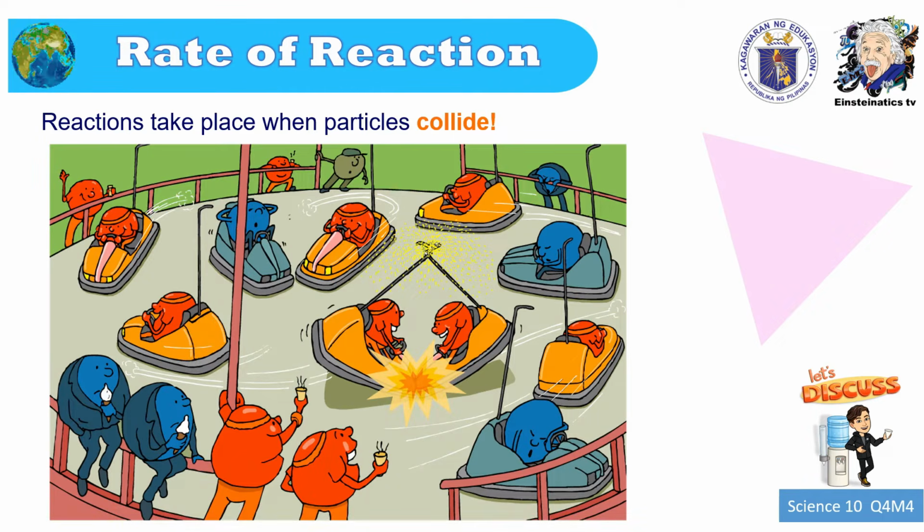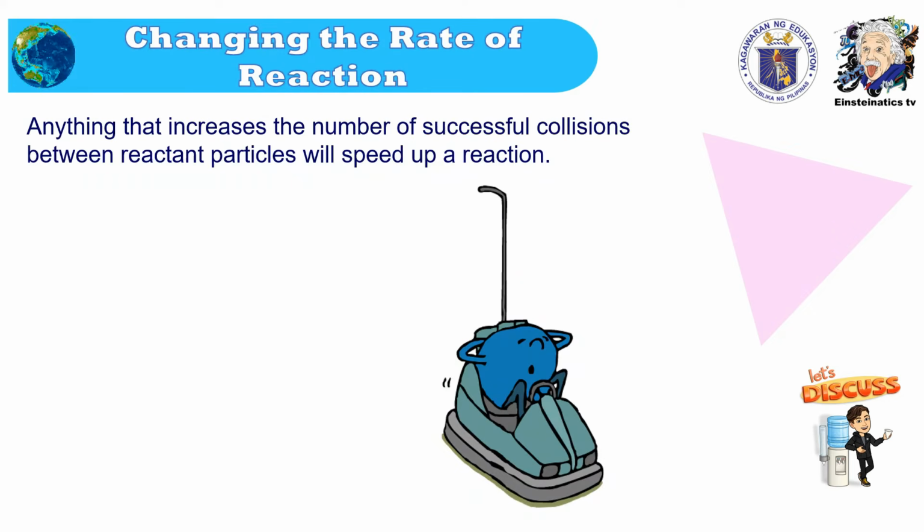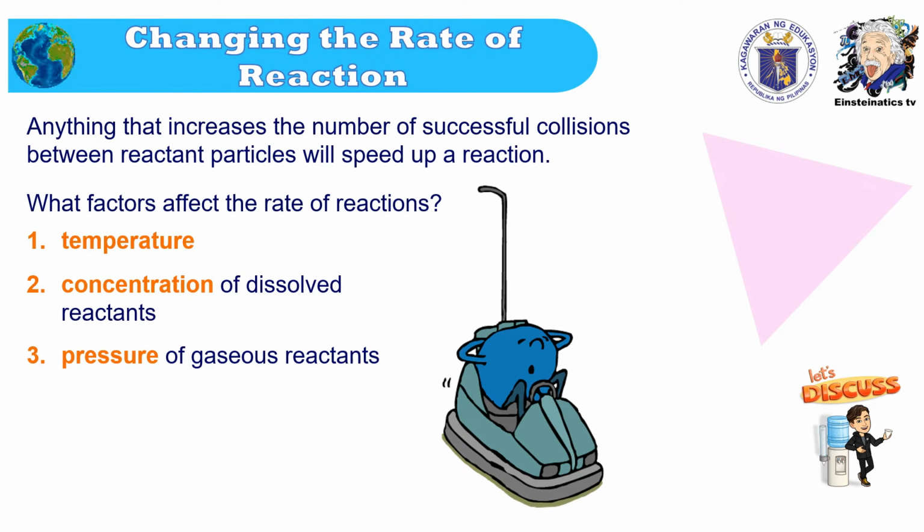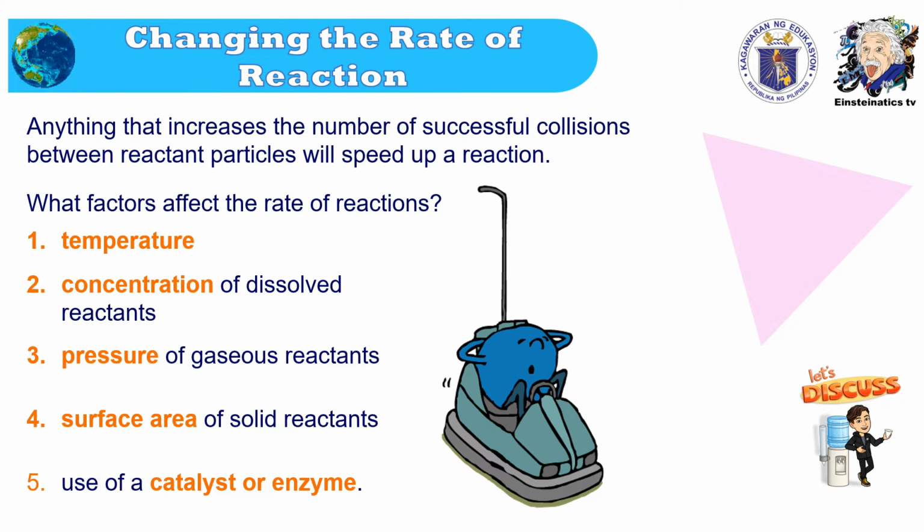Just a reminder, remember that reaction takes place when particles collide. Without collision, then no chemical reaction would take place. So you might be wondering, ano nga ba yung mga bagay na pwedeng makaapekto kung gaano kabilis or kabagal mangyayari ang isang chemical reaction? So anything that increases the number of successful collisions between reactant particles will speed up a reaction. So ano nga ba yung mga factors that will affect the reaction? Yung una is yung temperature, yung ikalawa is concentration, ikatlo naman is yung pressure of gaseous reactants, number 4 is surface area of solid reactants, and yung panghuli is by using a catalyst or enzyme.